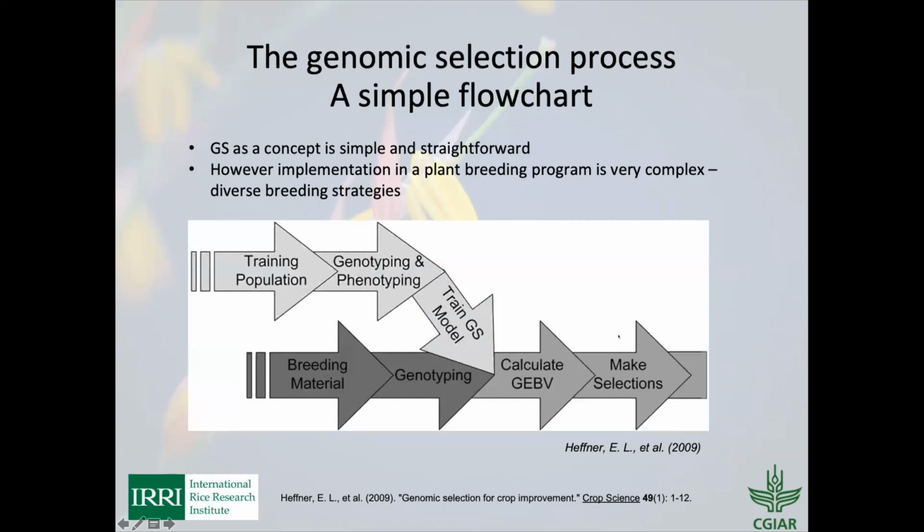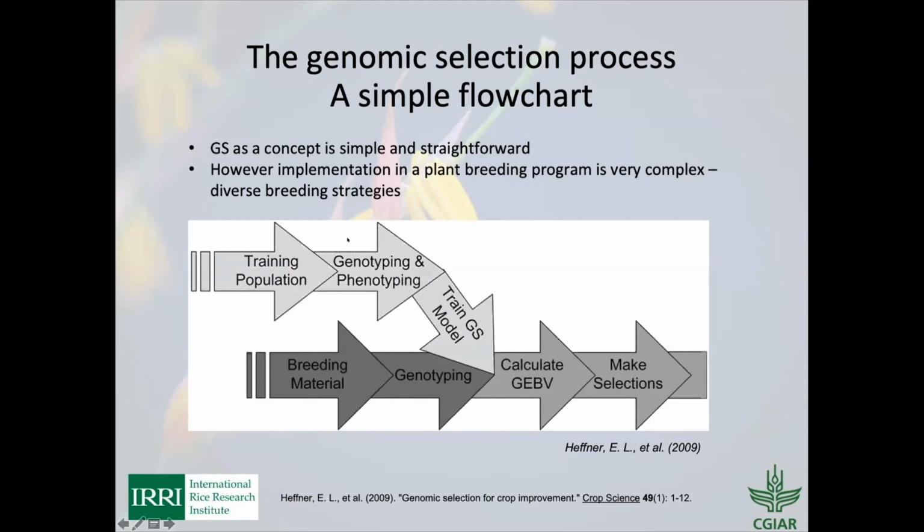As has been discussed before, genomic selection is a simple flowchart, as shown here. It's a straightforward, working concept, but oftentimes it becomes very complex because different breeding programs are in different stages and the goals and strategies vary. So it becomes really hard to have one single SOP for any breeding program to implement genomic selection.